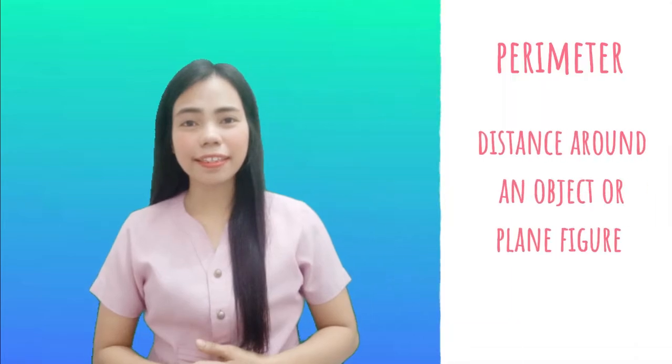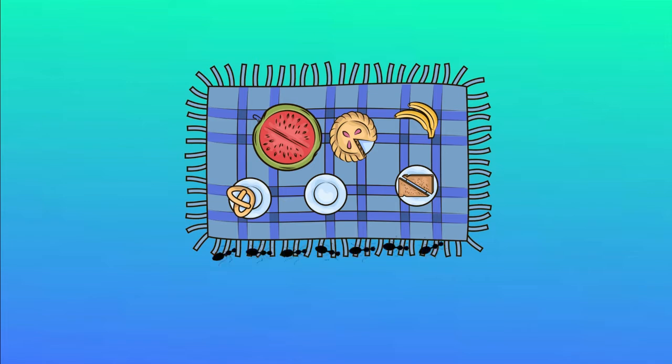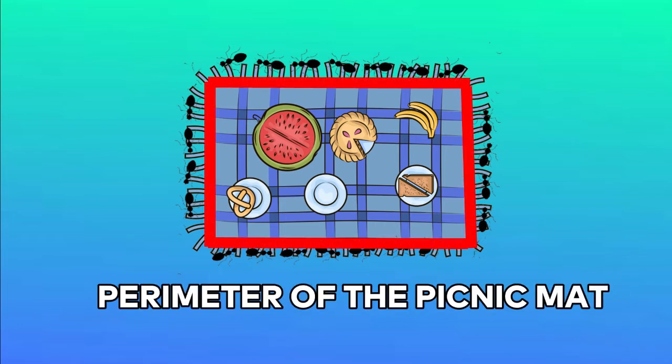In our previous video lesson, we learned to visualize and illustrate perimeter in different situations. We define perimeter as the distance around an object or a plane figure. For example, the path traveled by an ant is the boundary of the rectangular figure of the picnic mat. If we calculate the distance traveled by the ant in one complete turn, then it is equal to the perimeter of the picnic mat.